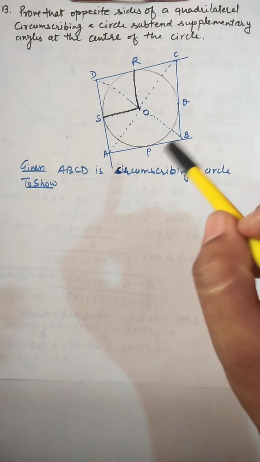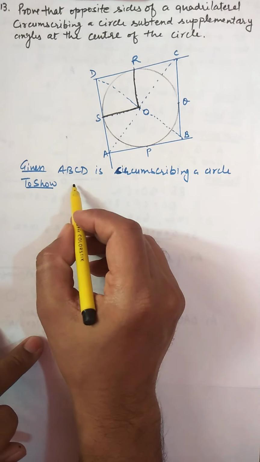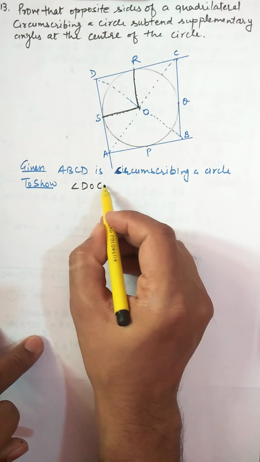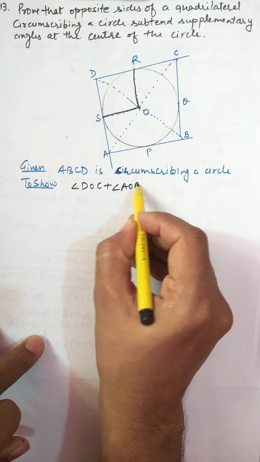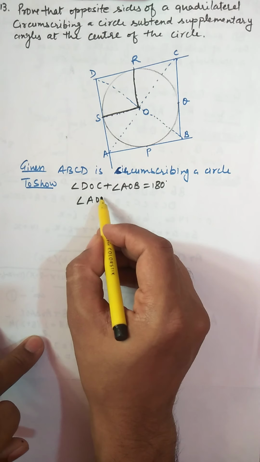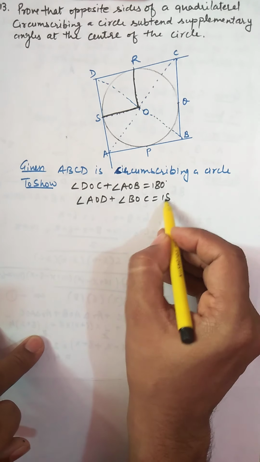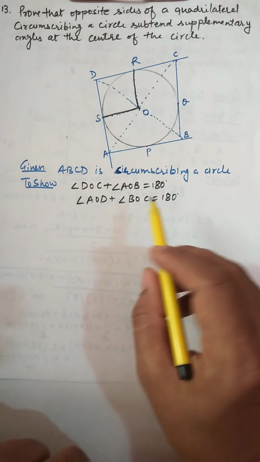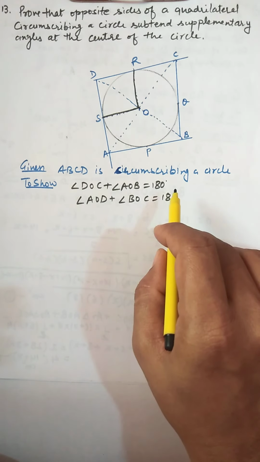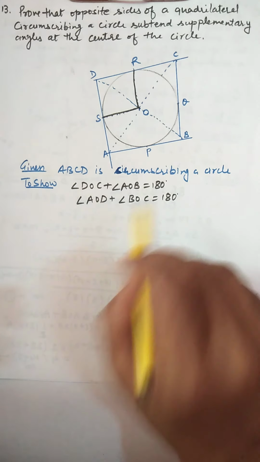So we have to do some construction in this question, but we write first what we are going to show. We have to show that DOC plus AOB is equal to 180 degrees, and similarly you have to show this AOD plus BOC is also 180 degrees. It's sufficient to show DOC plus AOB equal to 180 degrees, and after this you will write similarly that AOD plus BOC equal to 180 degrees.